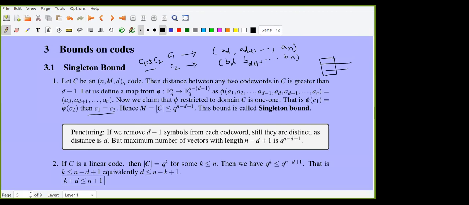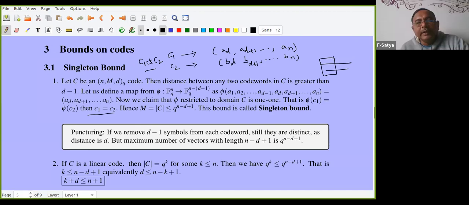Yes, sir. Because this is now a 1-1 map, C sits inside F_q power d minus 1. So the cardinality of C is less than or equal to this, right? So what do I want to say? If you have this code, then the M value is at most q power n minus d minus 1. We cannot have more than that. Once n and d are given, what is the maximum size I can have? I cannot have more than this. That is the Singleton bound. If this approach does not satisfy you, then I'll tell you another way.